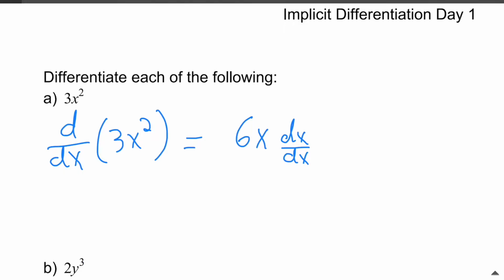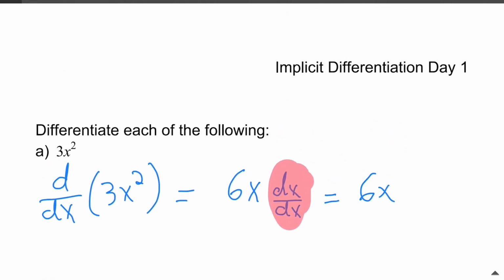Now, that derivative of x with respect to x, what do you guys notice? It's the same thing divided by itself. So when that happens, we know that that's really just 1. So this answer is just 6x as you've come to know it. The derivative of 3x squared is equal to 6x dx, or for us, just 6x.